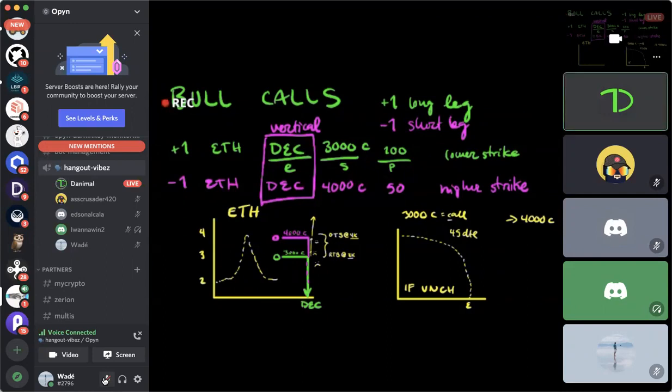I think I can go to the next, actually, I'm going to keep everything on this page. Let me scoot this over.